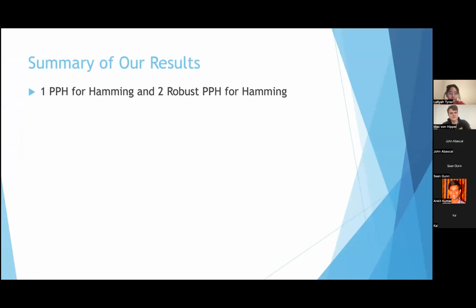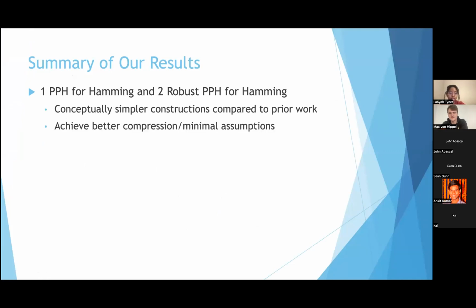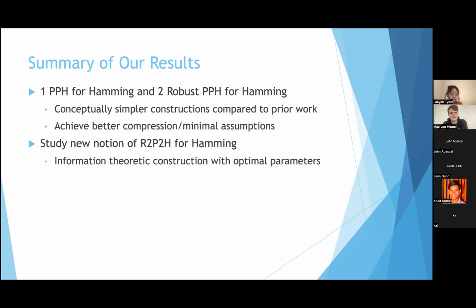To summarize our results, we produce 1 non-robust property preserving hash for Hamming and 2 robust property preserving hashes for Hamming. Our constructions are conceptually simpler than the prior works, and we're able to achieve better compression under minimal assumptions. And then we also introduced this new notion of randomized robust property preserving hash for the Hamming property. And in our work, we present an information theoretic construction that also achieves optimal parameters, or an optimal output size.